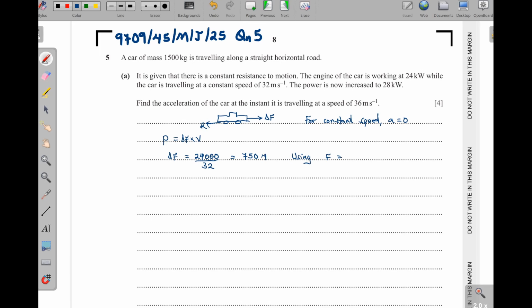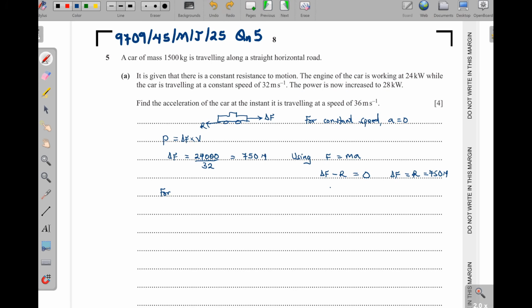Now, using F equals MA, you should know that this driving force is bigger than the resistance force, let's say. So the net force here is going to be driving force minus the resistance force. Then this is equal to 0 because acceleration is 0. So therefore, at steady speed or constant speed, the driving force will always be equal to the resistance force, which is 750 newtons.